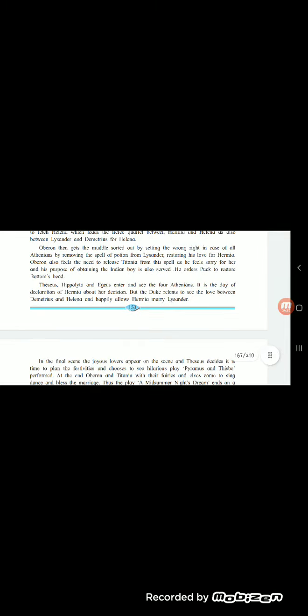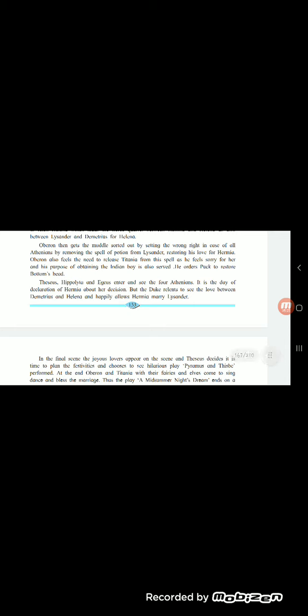And finally what happens, Oberon now decides that he has to step forward to just restore the situation back to normal, and he removes the spell of the potion from Lysander, restoring his love for Hermia. Lysander and Hermia were the original pair, as you know. Then Oberon also feels the need to release Titania from his spell as he feels sorry for her, and his purpose of obtaining the Indian boy is also served.